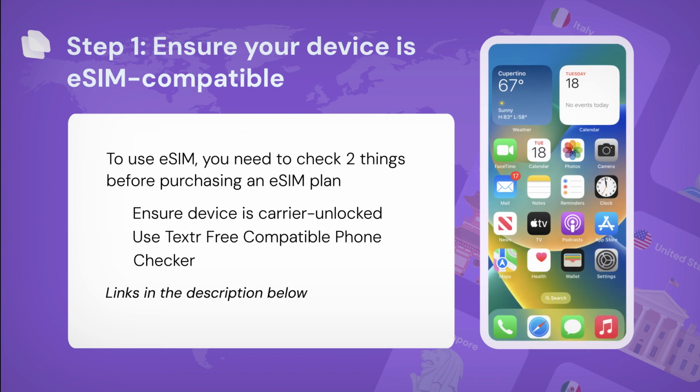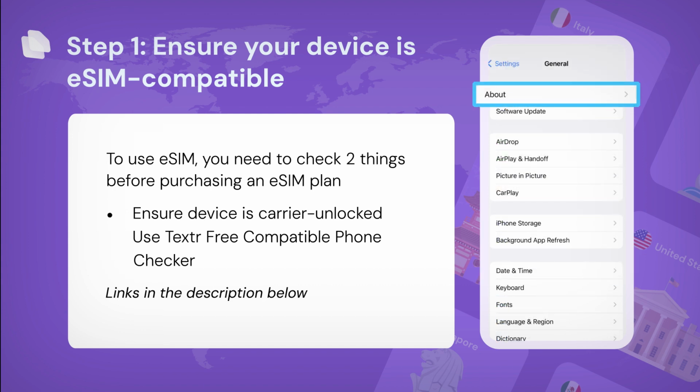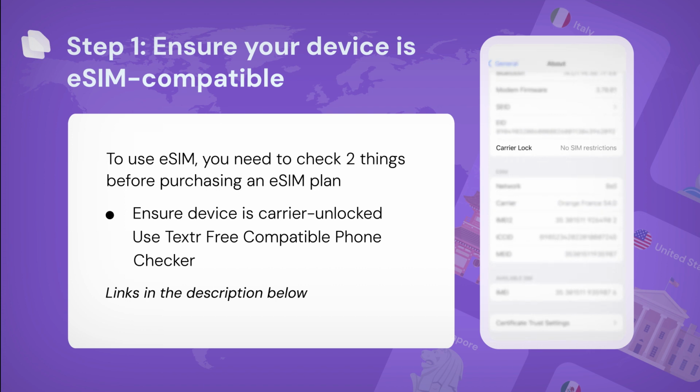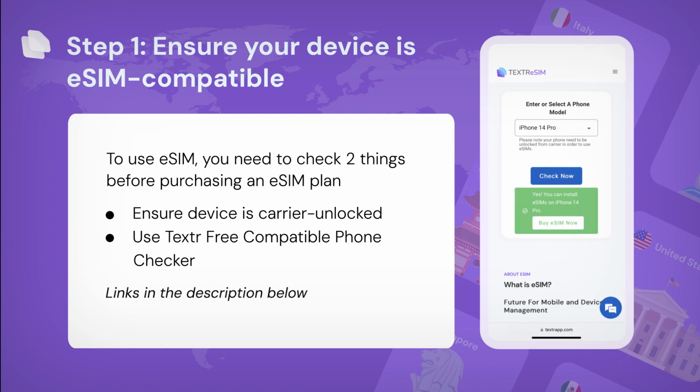Step 1. Ensure your device is eSIM compatible. To use eSIM, you need to check two things before installing an eSIM plan. 1. Your device should be carrier unlocked. That means you can use eSIM from any carrier. 2. Use Textr's free phone checker to ensure your phone is compatible with Textr eSIM. Links are in the description box below.